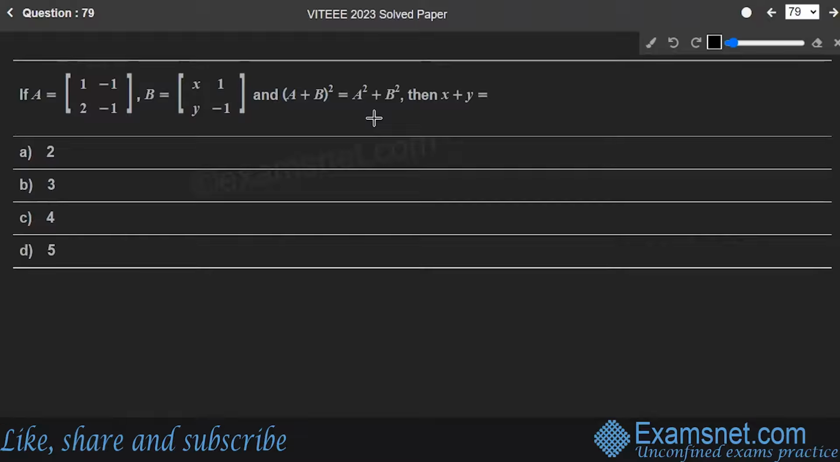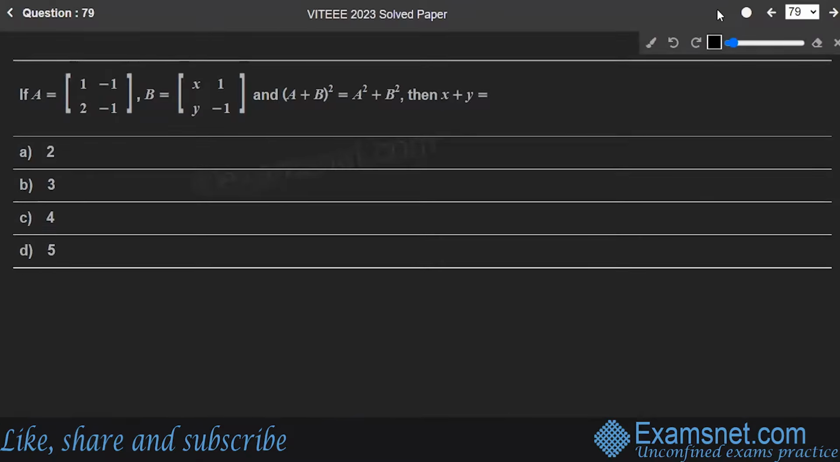If A is given by this matrix, B is given by this, and (A plus B) whole square is equal to A squared plus B squared, then what is the value of X plus Y? Okay, so you are given that this is A and B. So let's go for (A plus B) whole square. First of all, let's find out A plus B. That is equal to 1 plus X.